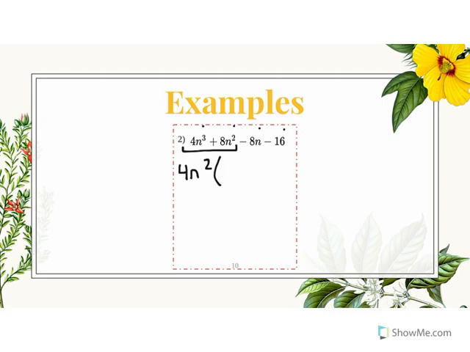So 4 divided by 4 is 1. N cubed divided by n squared is just n. 8 divided by 4 is 2. And then n squared divided by n squared is just 1.